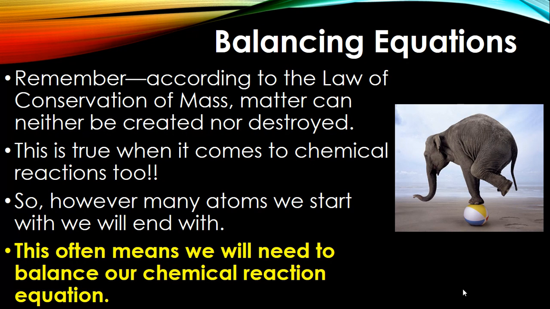So balancing equations comes from the principle or the law of conservation of mass, which says matter can neither be created nor destroyed. This is true when it comes to chemical reactions as well. If I start with a certain amount of reactant, so compounds, atoms, whatever, I'm going to have the same amount of stuff at the end. It will have changed what it looks like and what properties it has. So this often means we will need to balance our chemical reaction equation.